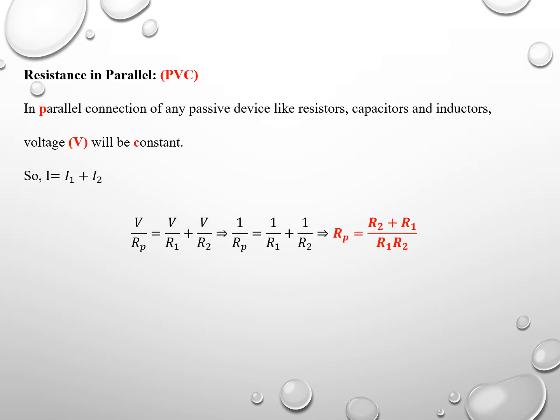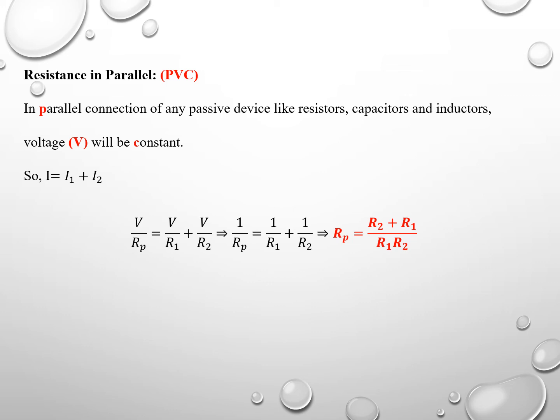Then let's go for PVC. PVC means parallel voltage constant. In series connection, the current is constant; in parallel connection, that is P, V for voltage, C for constant. This is suitable for any kind of passive devices. Even if a resistor, capacitor or inductor is connected in series, you can follow the rule of SIC. If they are connected in parallel, you can follow the rule of PVC.